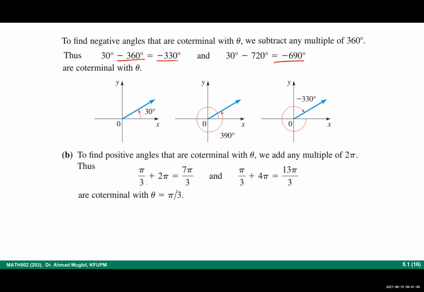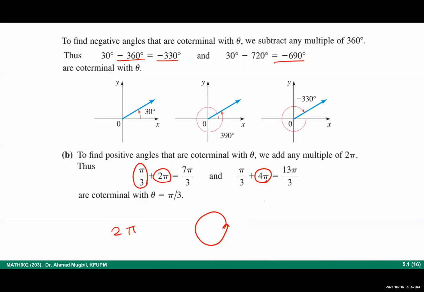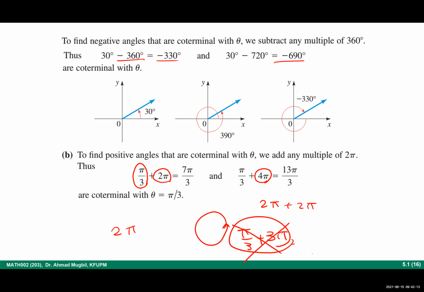Similarly, Shabab, if the angle is in radians, if you want to find the coterminal, what will you do? You will add 2 pi, because the full rotation in radians is 2 pi. You can add it one time, then 2 times. Here, indeed, this is 2 pi plus 2 pi. If you add only 3 pi, this is not coterminal. This is wrong. Because we are adding, ya Shabab, 2 pi one time, 2 times, 3 times. So when we add here, we add 2 pi, 4 pi, 6 pi, and so on. The multiples of 2 pi.